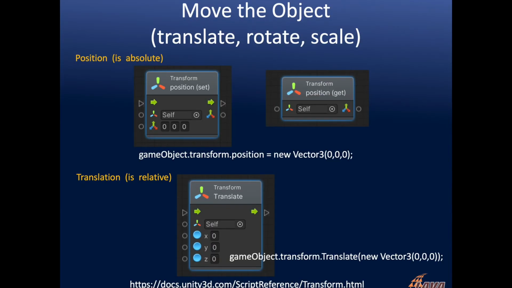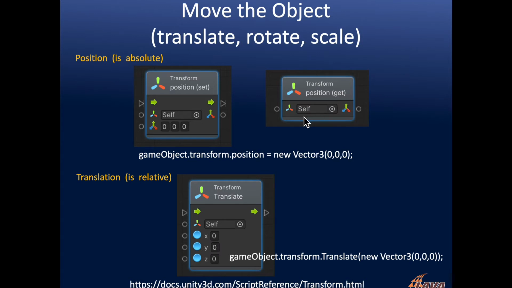Welcome back. Let's go through each of the primary nodes that I just mentioned in the previous slide. Here, for example, we've got move the object. We want to be able to position it, translate it, rotate it, scale it. So in Unity, the node that you use for absolute position of an object in space, in X, Y, and Z, is the transform position set node. You're setting the values. You can also retrieve the absolute position by simply saying transform position get.